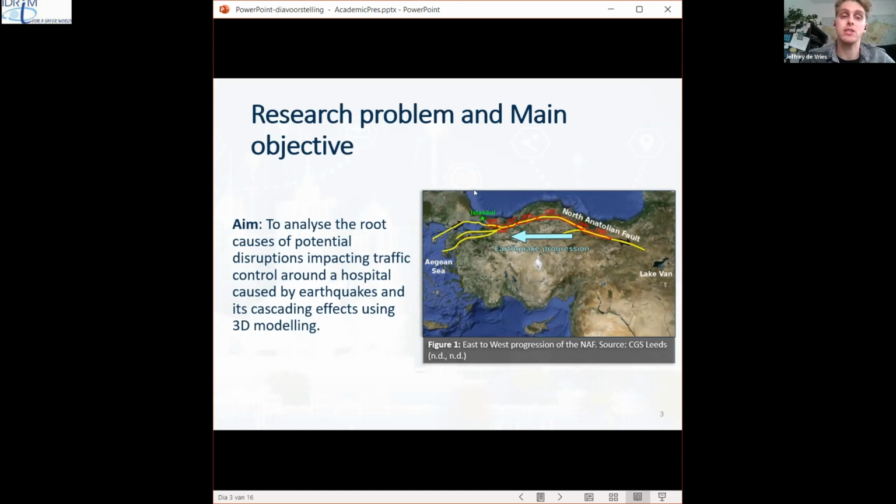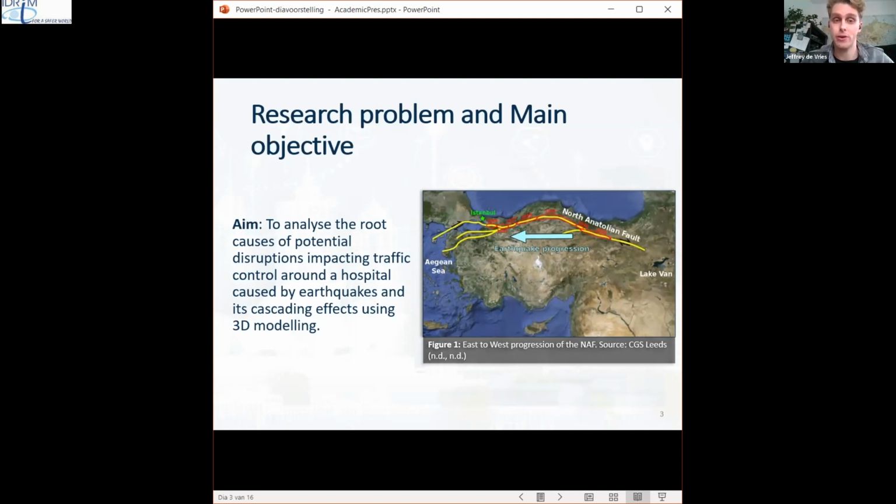As you can see here in the picture, there's an east to west progression of epicenters along the North Anatolian Fault. As a consequence, experts have predicted that an earthquake of at least magnitude 7 will strike Istanbul within the next 30 years.